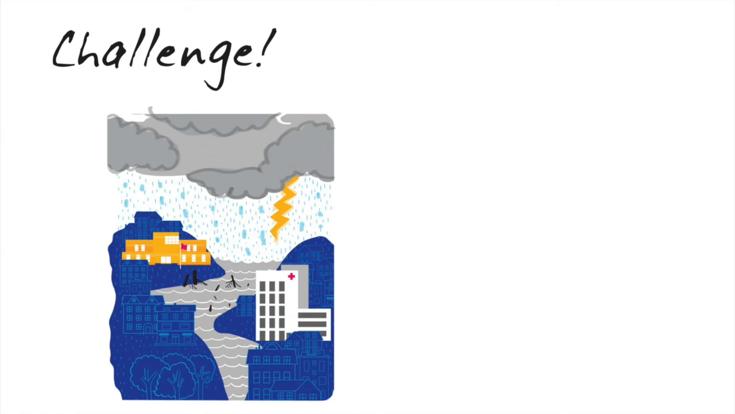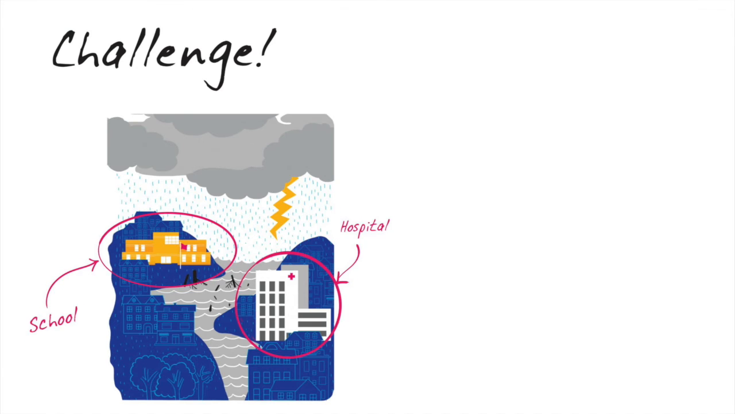In today's challenge, we need your help. Ontario has suddenly been hit by a massive torrential downpour that's washed away all of the bridges in your community. You need to figure out the best way to reconnect the school to the hospital as soon as possible, in case there are any emergencies. There are two routes to the hospital.